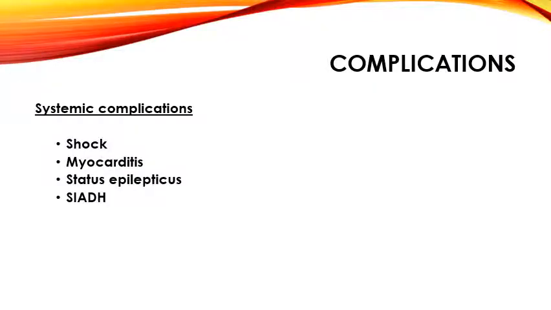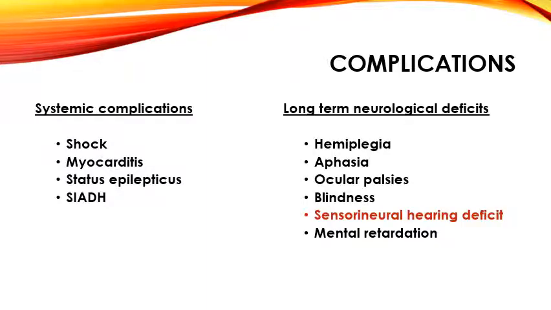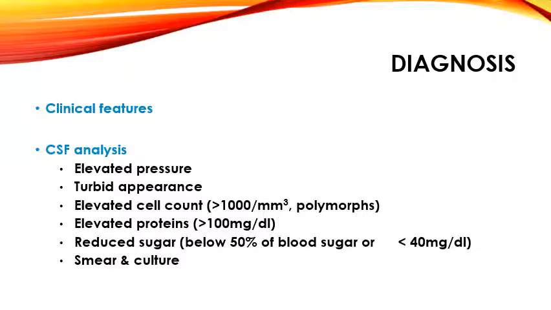Systemic complications are shock, myocarditis, status epilepticus, SIADH. Long-term neurological deficits can be present once the patient has improved and you have discharged the patient. The things which are left behind with the patient are hemiplegia, aphasia, ocular palsies, blindness, sensorineural hearing deficit, mental retardation.